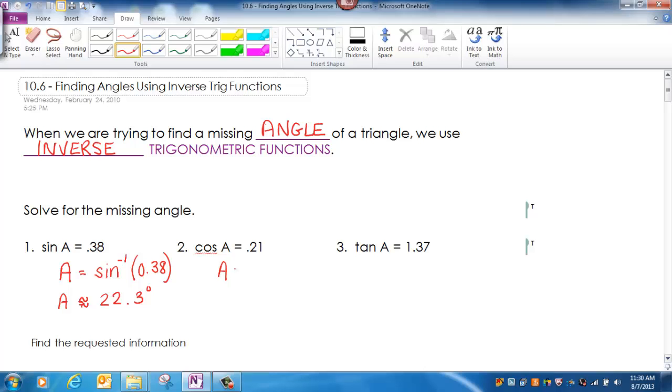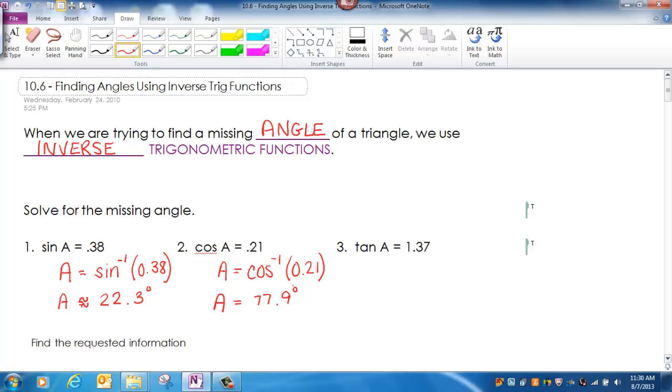Okay, number 2, if cosine of angle A is 0.21, what degree measure is angle A? So this time we're going to use inverse cosine of 0.21, and we're going to type that into our calculator as well, and that will give us the degree measure of angle A, which comes out to be 77.9 degrees, rounded to the nearest tenth.